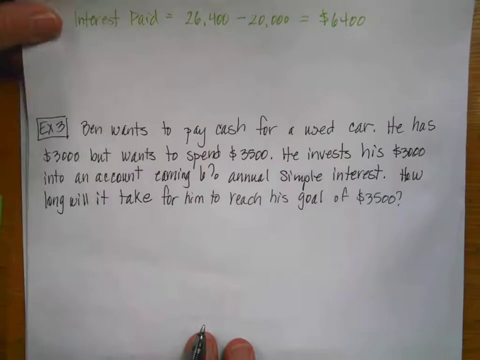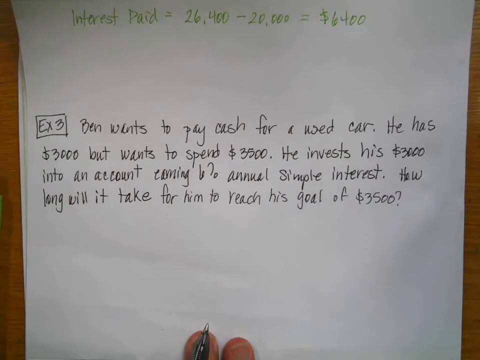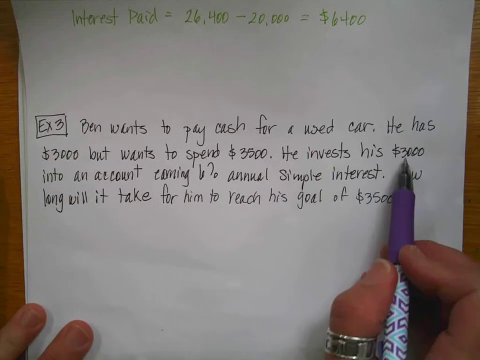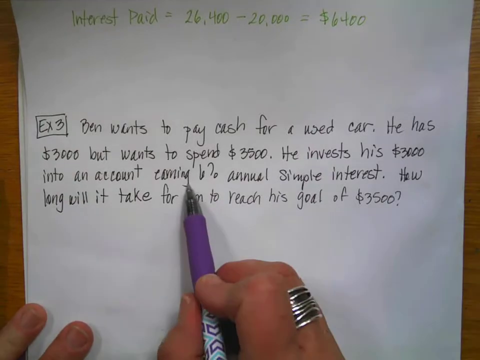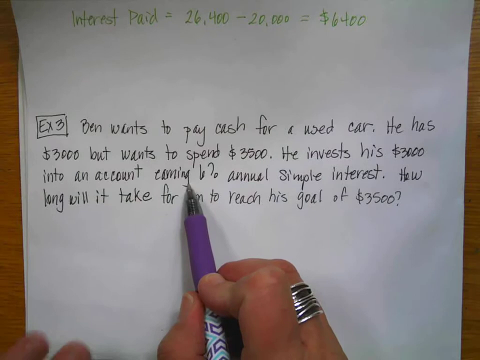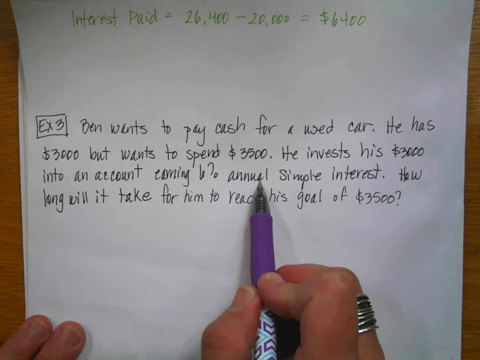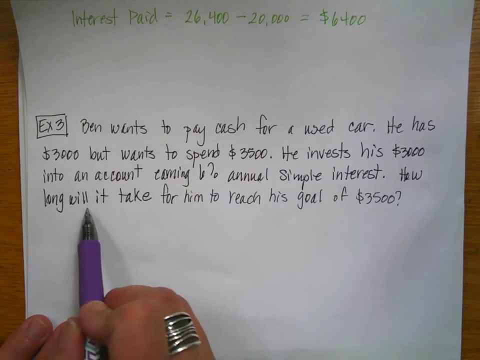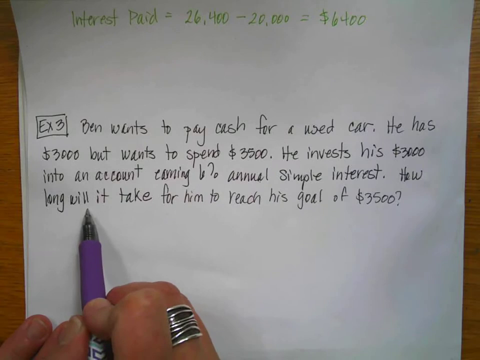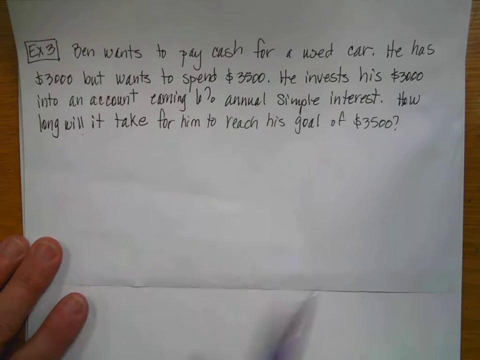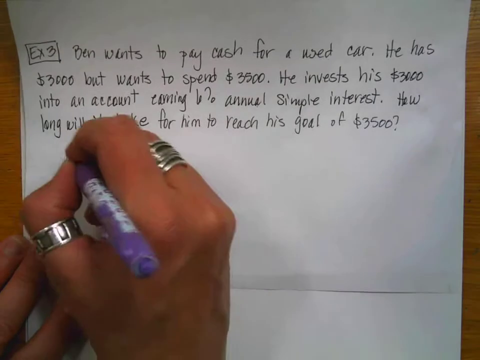Okay. Example number 3. Now Ben wants to pay cash for a used car. So he has $3,000, but he wants to spend $3,500. So he's going to invest his $3,000 into a savings account that earns $6,000 annual simple interest. How long is it going to take him to reach his goal? So in this case, Ben wants to save money before he buys his car.